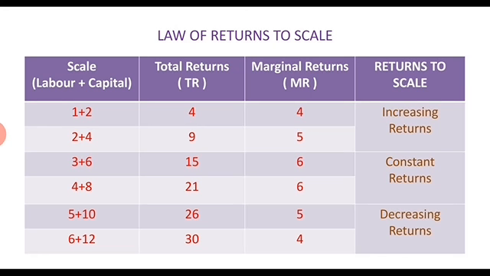These are constant returns. At the scale 5 plus 10, marginal returns are 5. At the scale 6 plus 12, the marginal returns are 4. This is decreasing returns.